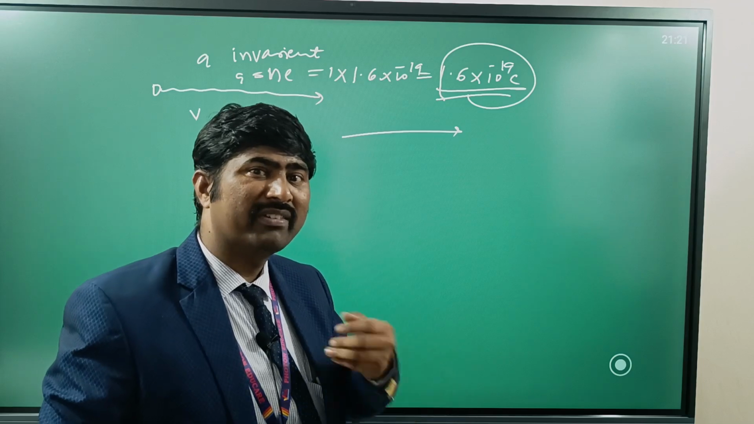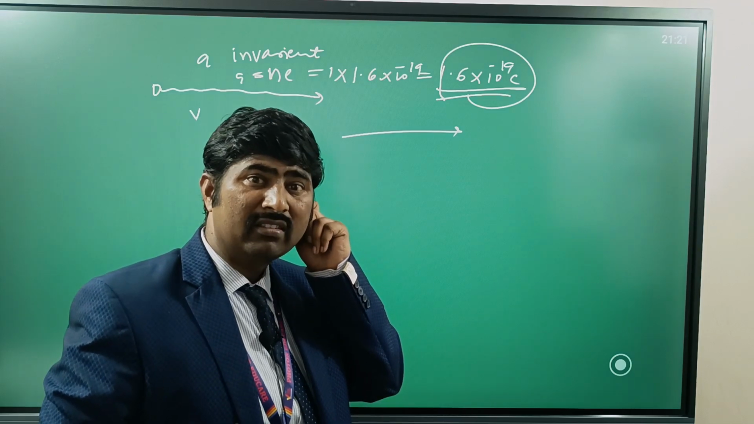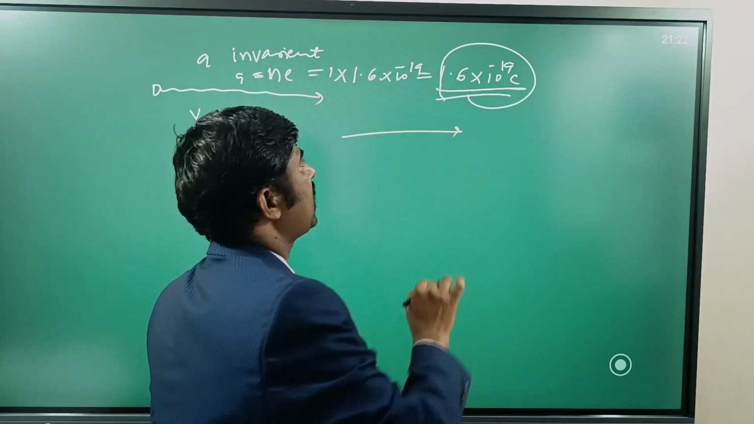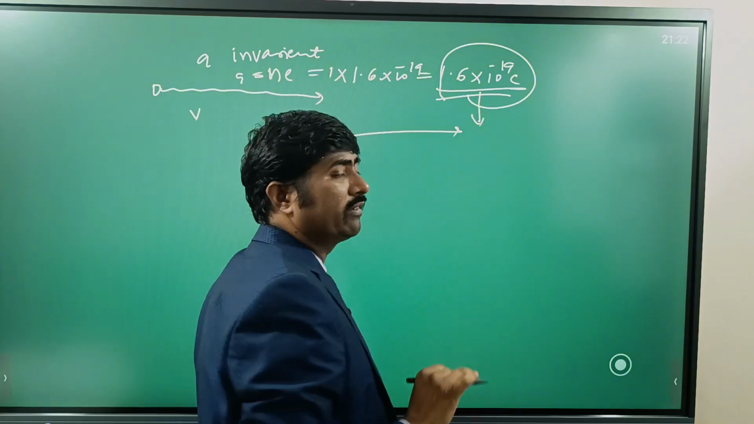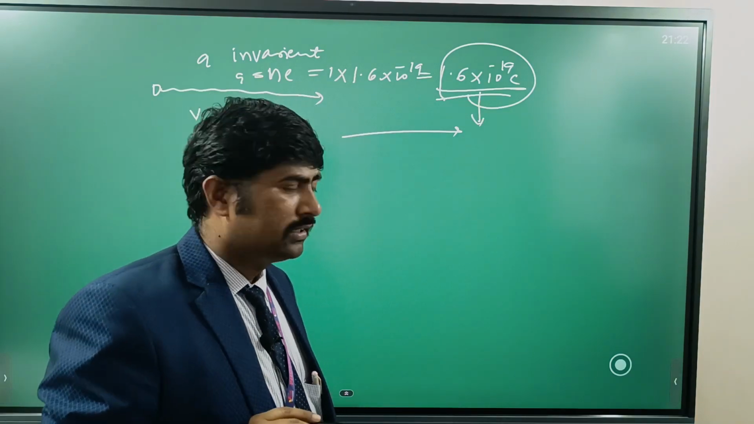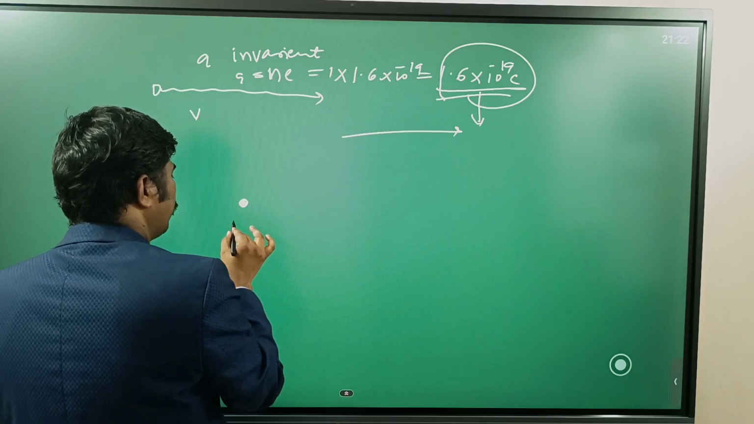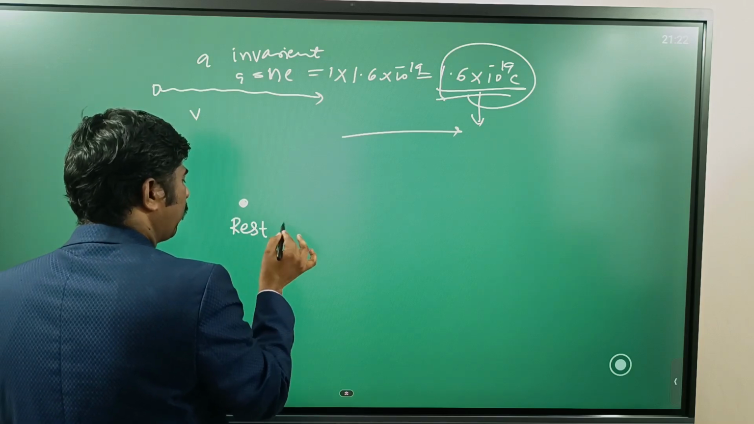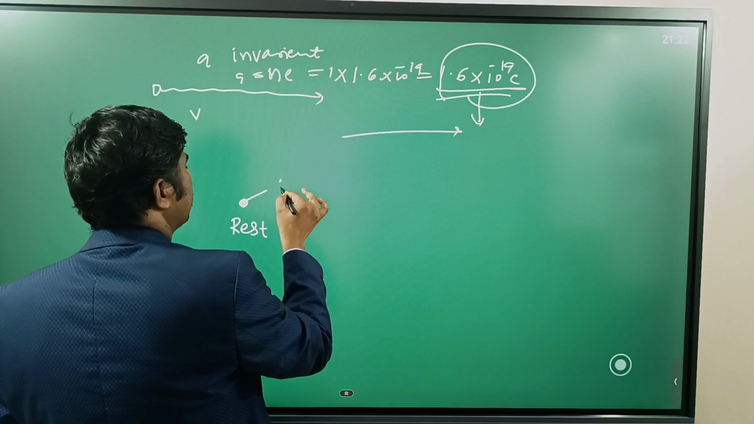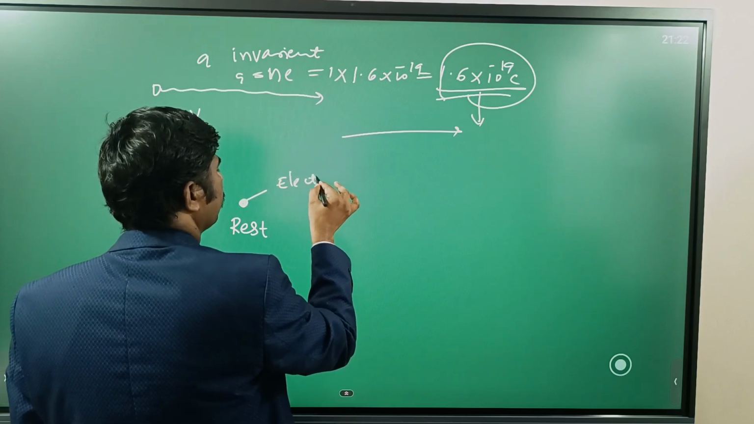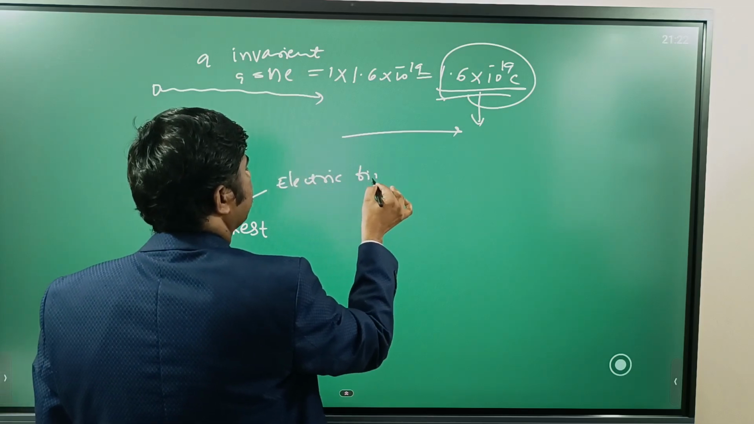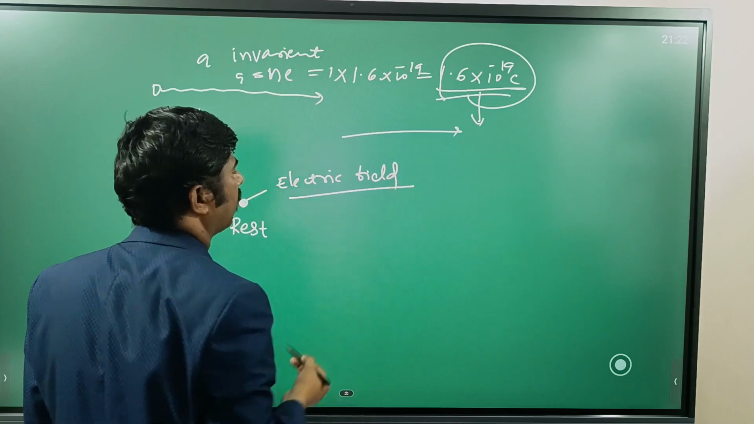When the charges are moving with certain speed or velocity, we say that the charge value is not going to change, the charge value is fixed. Clear? So when this charge is at rest, you see another property. When this charge is at rest, it will produce an electric field. In the next class we will discuss what this electric field is.